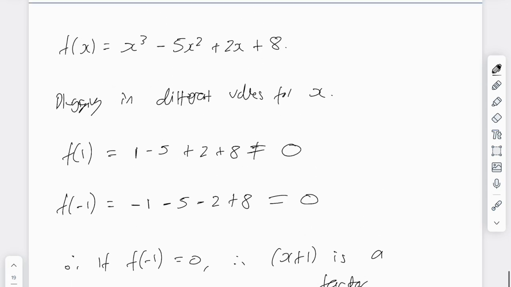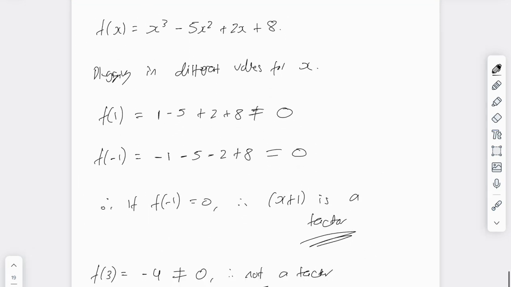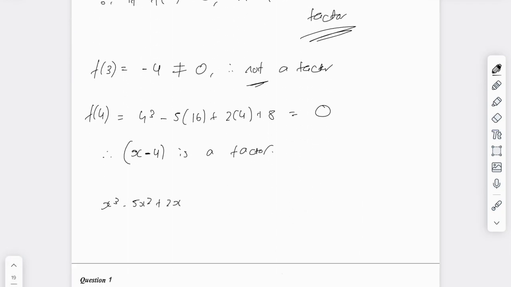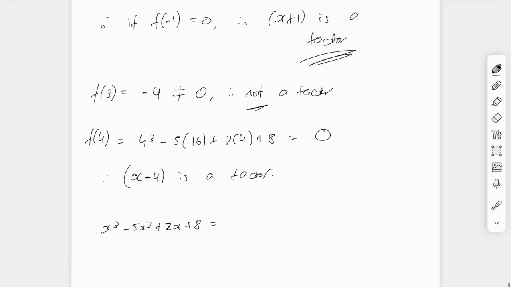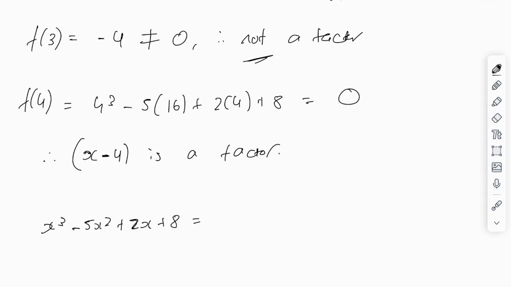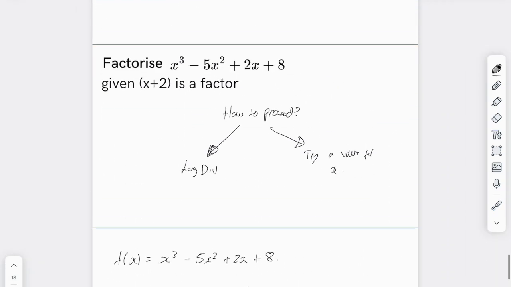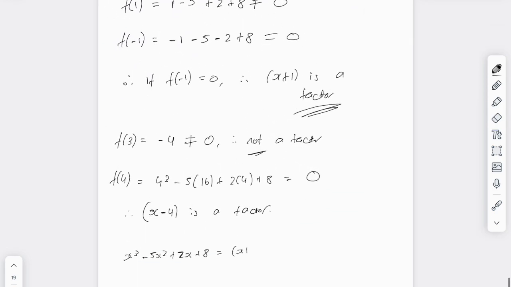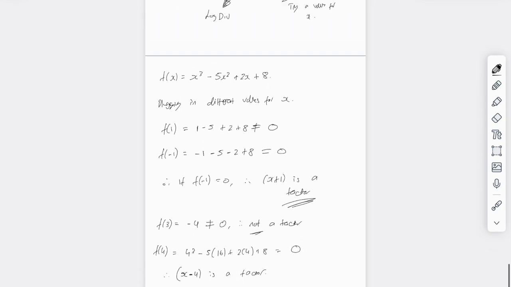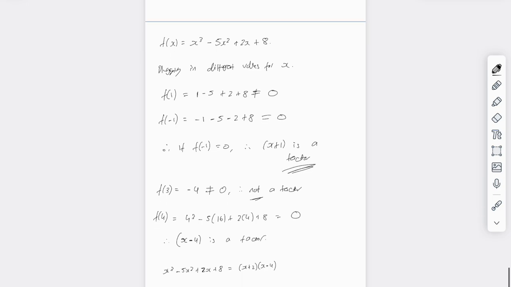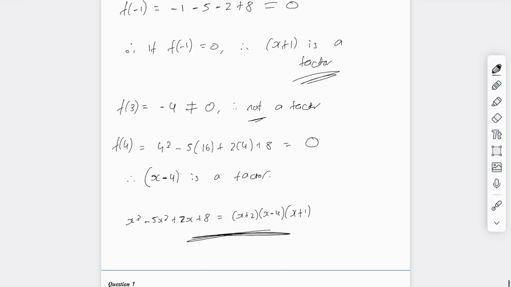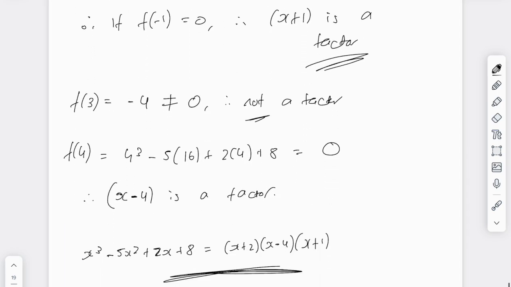We can say that x cubed minus 5x squared plus 2x plus 8 is going to give us x plus 2, x minus 4, and x minus 4 and x plus 1, okay. And as you can see, we have fully factorized it.